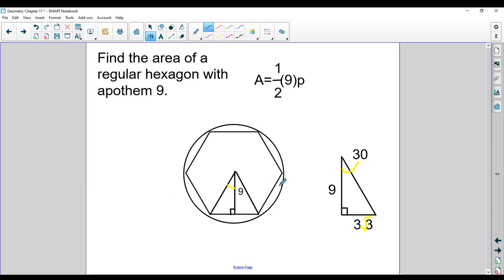How many 3 root 3s are there? Well, there's 12 of them. So the perimeter of this figure, this hexagon, is 12 times 3 root 3, which is 36 root 3.